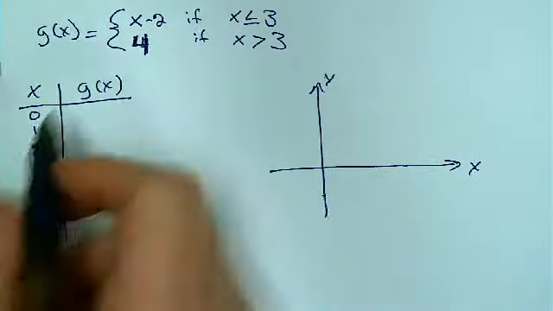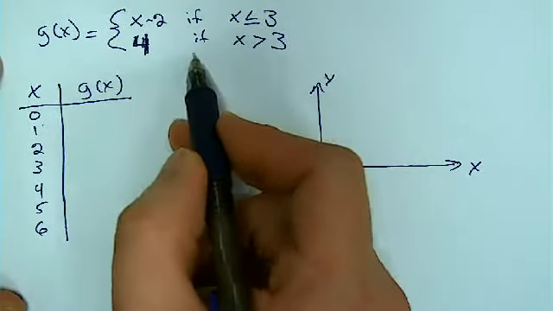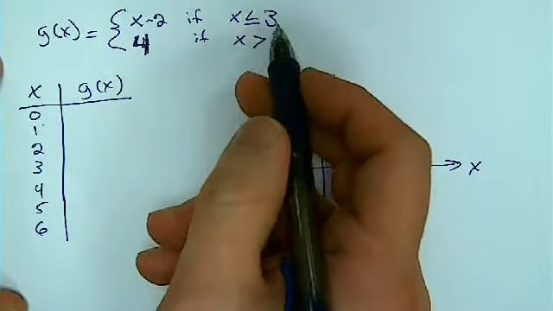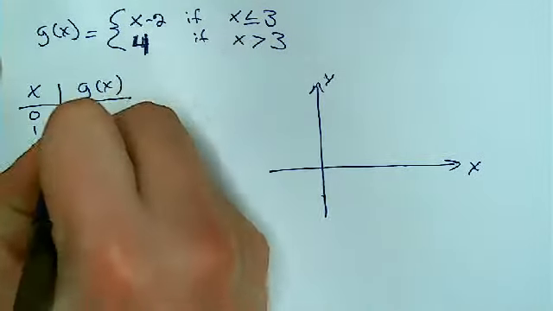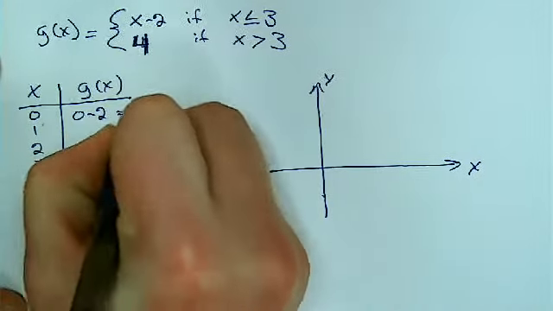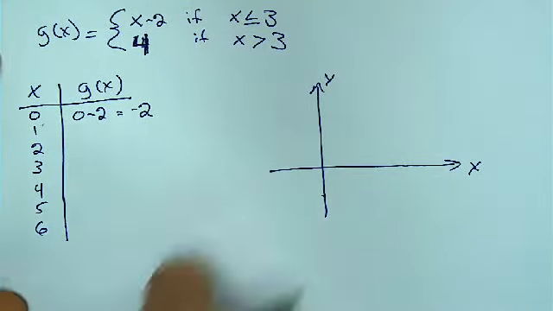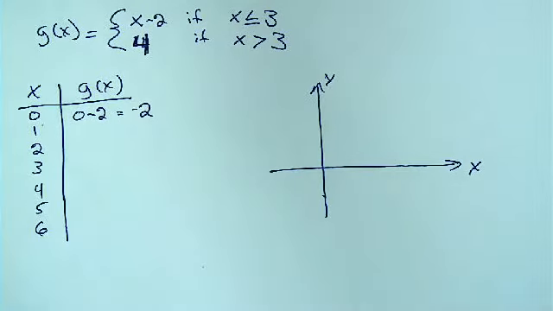Okay, well, let's see. If x is 0, is that the first equation or the second equation? Yeah, it's less than 3, or it's equal to 3. So I'll use that first one. So that means it's 0 minus 2 or negative 2. And I'm going to go ahead and plot the points as I come up with them in order to keep showing how they translate over.